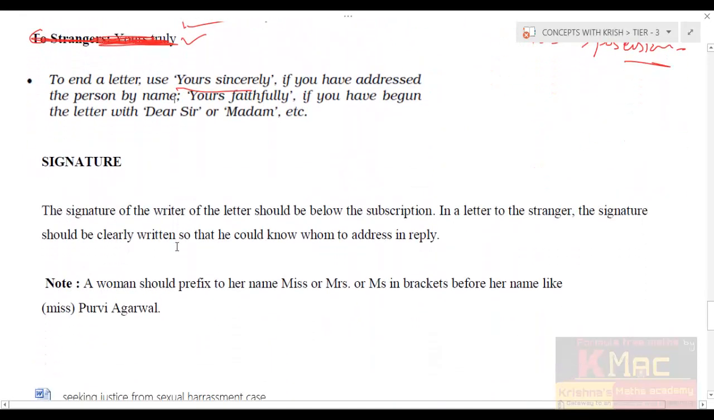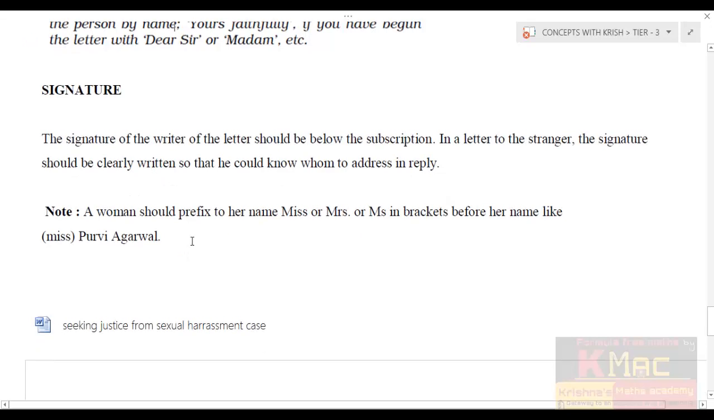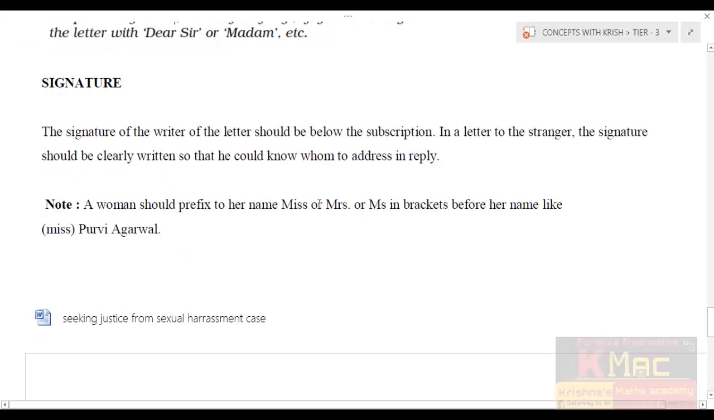The signature of the writer of the letter should be below the subscription, and in a letter to a stranger, the signature should be clearly written so that he could know whom to address in reply. So this is the important part. The thumb rule is that you have to write clearly. The signature should be very clear, like yours sincerely, Krishna. Write, do not sign. Instead, you have to write your name properly.